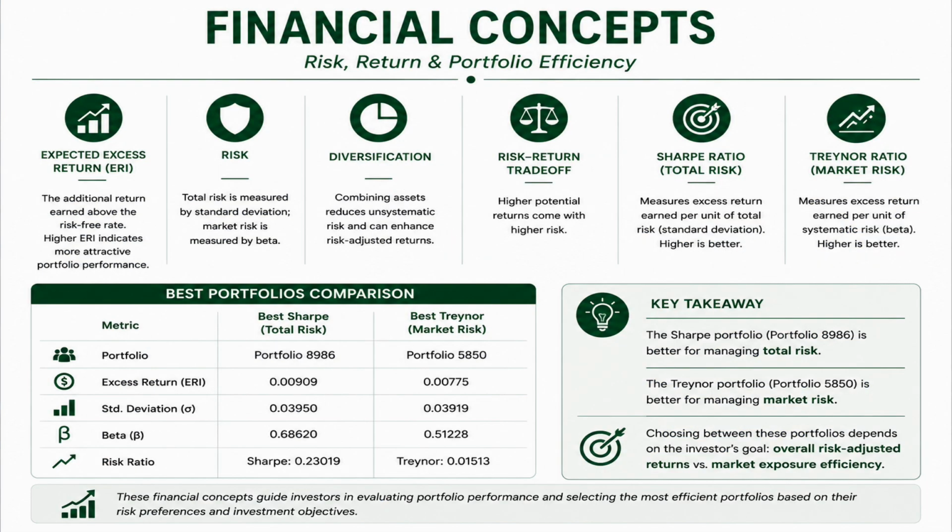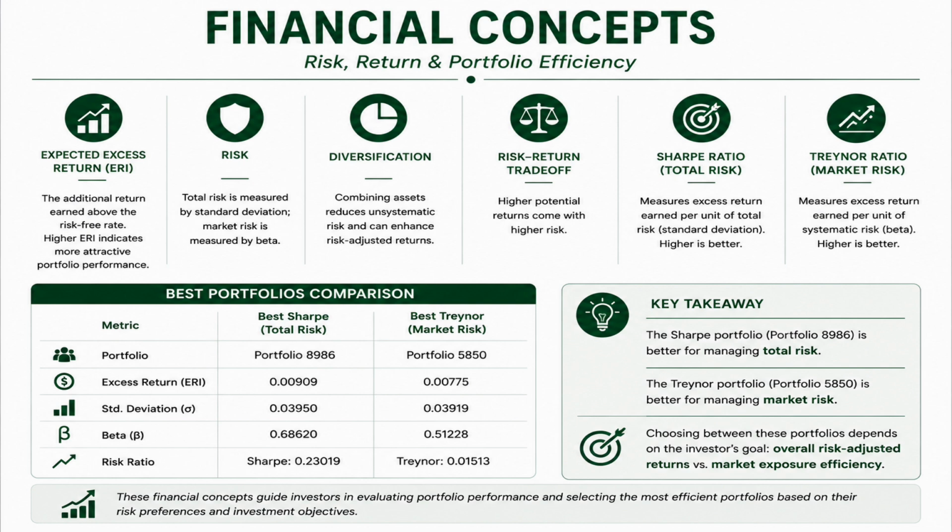This project also applied several important financial concepts used in portfolio management. Expected excess return measures the return earned above the risk-free rate and represents the reward investors receive for taking risk. Beta measures systematic risk or exposure to overall market movements. To evaluate performance, we use both the Sharpe ratio and the Treynor ratio. The Sharpe ratio measures excess return relative to total risk, while the Treynor ratio measures excess return relative to market risk.